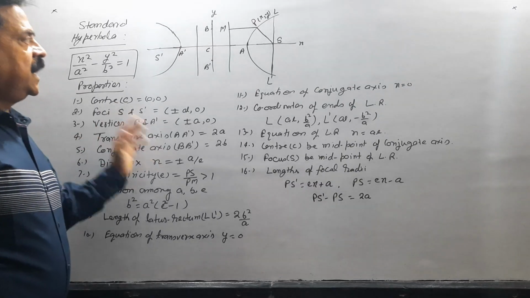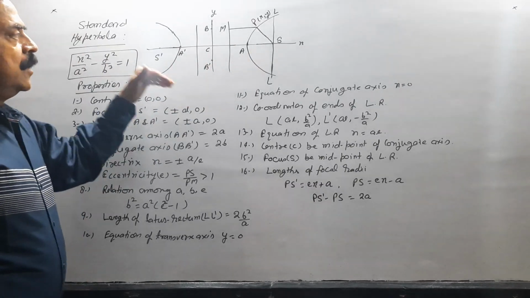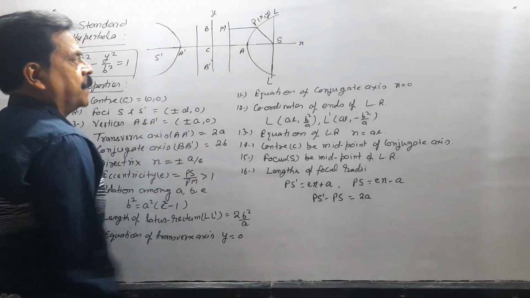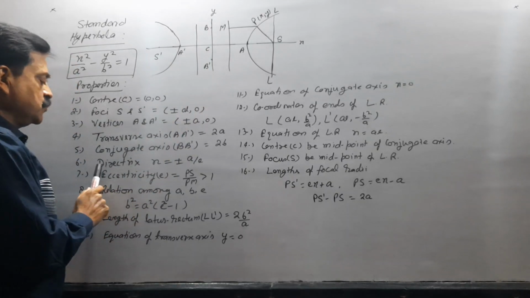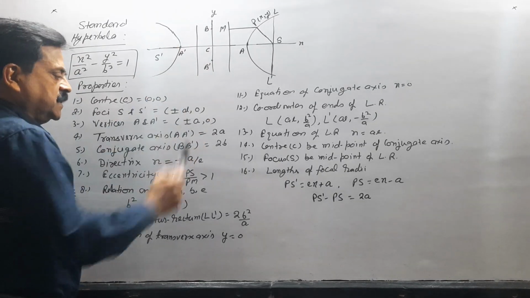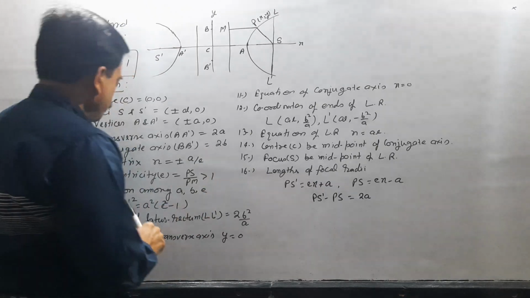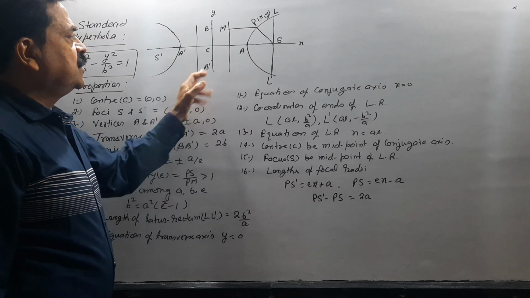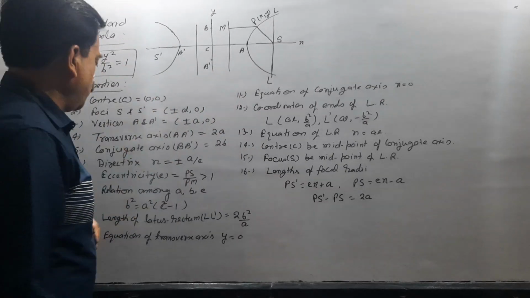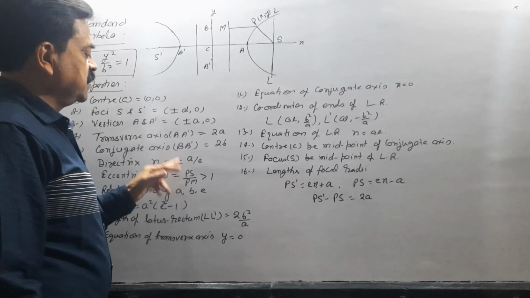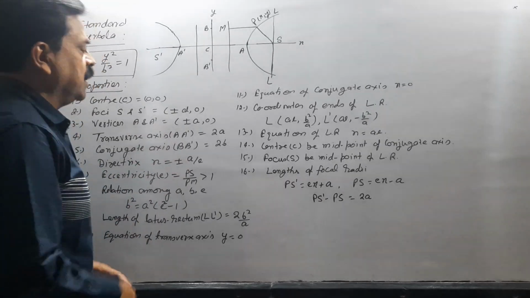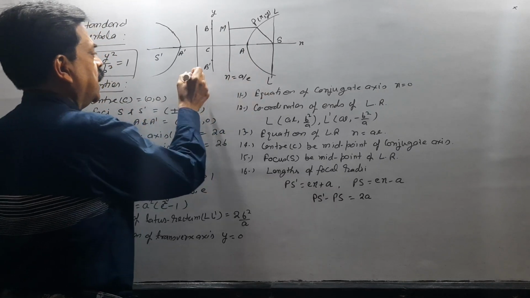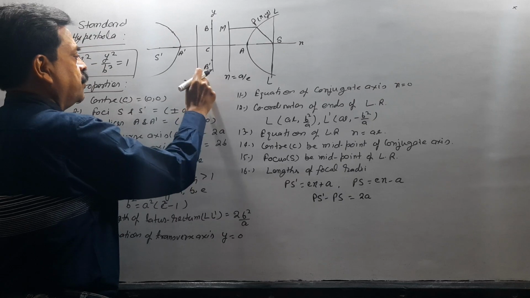Transverse axis, or the major axis, AA dash has length 2a, and BB dash is the conjugate axis on the y-axis, with length 2b. Directrices: these two lines are the directrices, which are parallel to the y-axis or perpendicular to the x-axis. Their equations are x equals plus minus a upon e. This directrix has equation x equals a upon e, and this one has x equals minus a upon e.